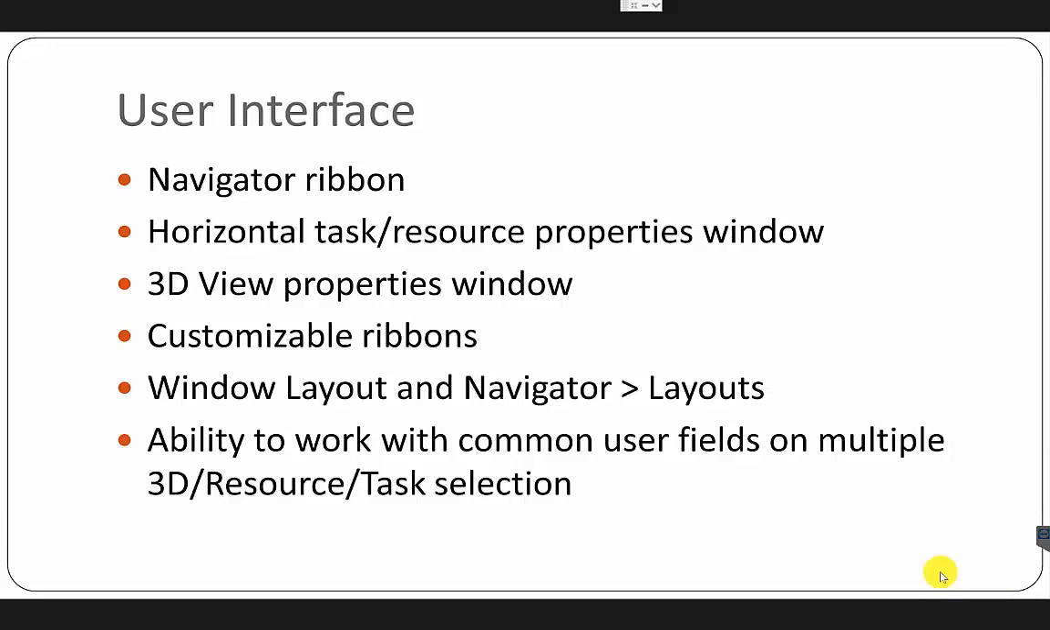We've also added a new window which is called 3D View Properties window. By default it'll be docked to the right hand side along with task properties, resource properties. Now 3D view properties, and then these three windows, okay?